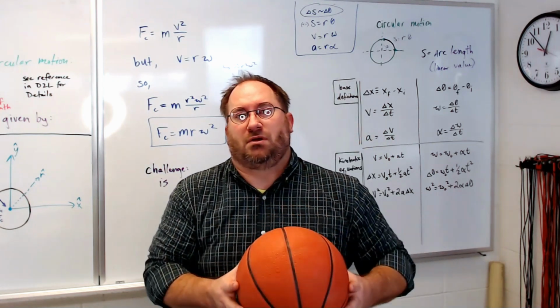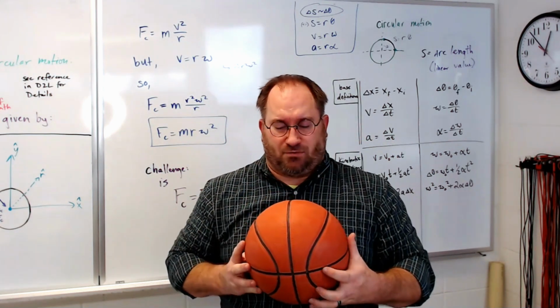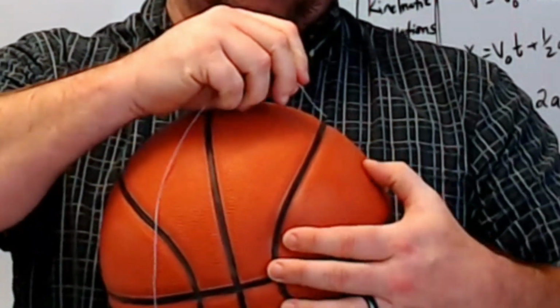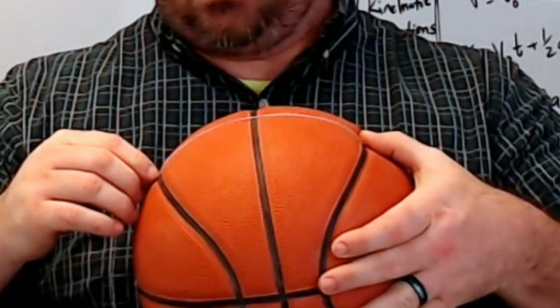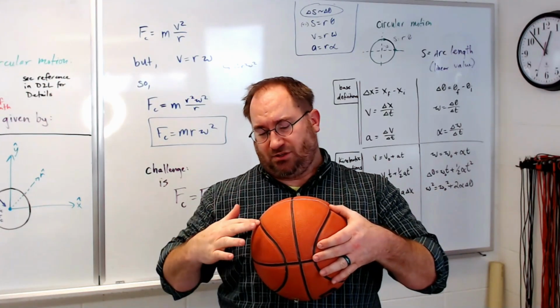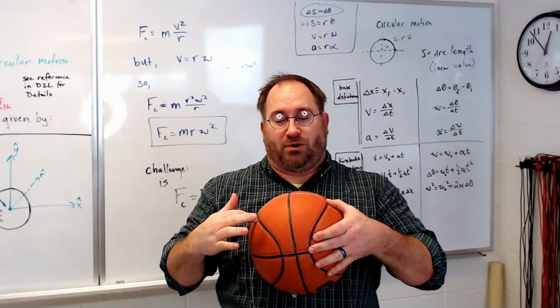If I want to measure an arc length on this ball, for example, from this point to this point, I would take a string, lay it across, and that will be the length here, this distance across the edge of the circle from one point to another.